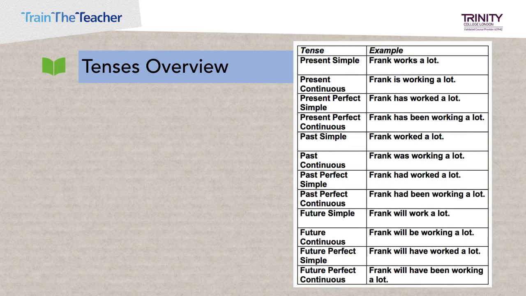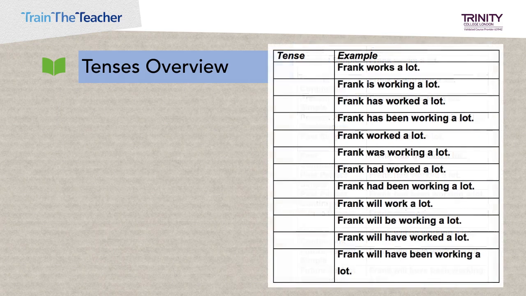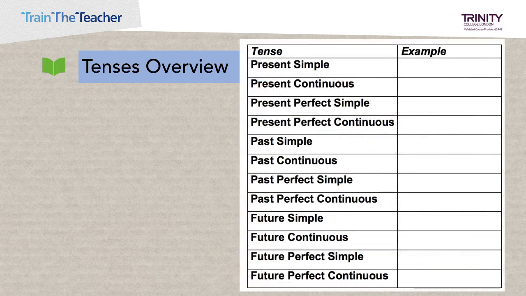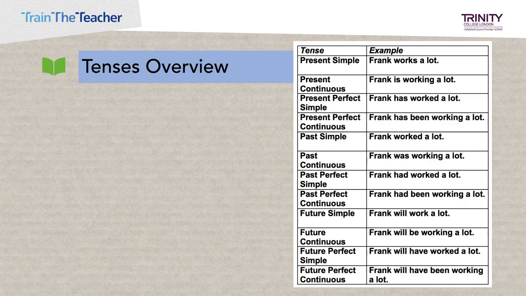Now, in pairs or in your group, elicit all the 12 tenses with each other. One way in which you can do this is by one person looking away from the screen while the partner asks for the tense of Frank has been working a lot. Or what the sentence would be, for example, in the present continuous. Pause the video and do this now. Now that you have done this, look at the sentences again. Can you identify, where appropriate, what the auxiliary verbs are in each tense?